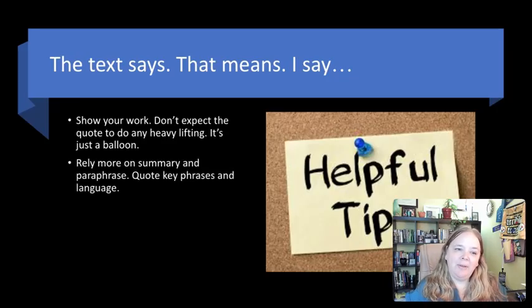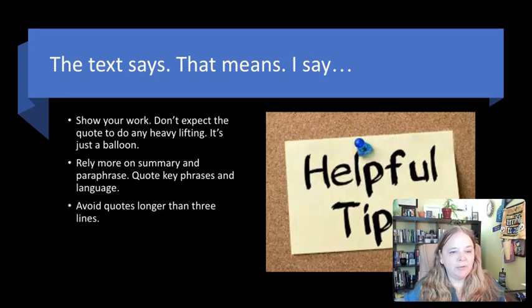Rely more on summary and paraphrase. Even though direct quotes are useful, they should be saved for really powerful pieces of information that you can't restate in your own words, and that really pack a punch. It's really impactful when it comes to your argument. If it's not that powerful, not like a wow statement, you can probably restate it in your own words and still cite it and still have it be evidence from a source that supports your argument without having to quote it directly.